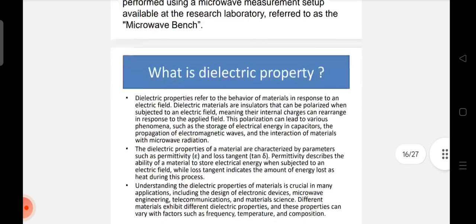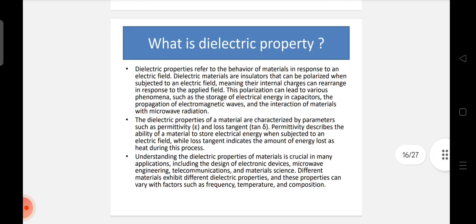Then, first of all, what is dielectric property? Dielectric property refers to the behavior of materials in response to an electric field. Dielectric materials are insulators that can polarize when subject to an electric field, meaning their internal charges can rearrange in response to the applied field. This polarization can lead to various phenomena such as storage of electric energy in capacitors, the propagation of electromagnetic waves, and the interaction of material with microwave radiation.